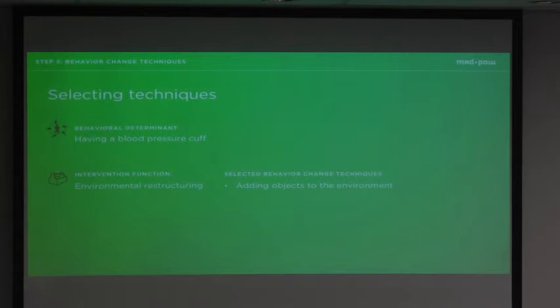So when we're thinking about the intervention function, what is it trying to achieve? It is trying to restructure the environment through the behavior change technique that is adding object to the environment. So we can actually describe it really well if we were to write a paper or tell another behavioral scientist what we did: we added an object to the environment.